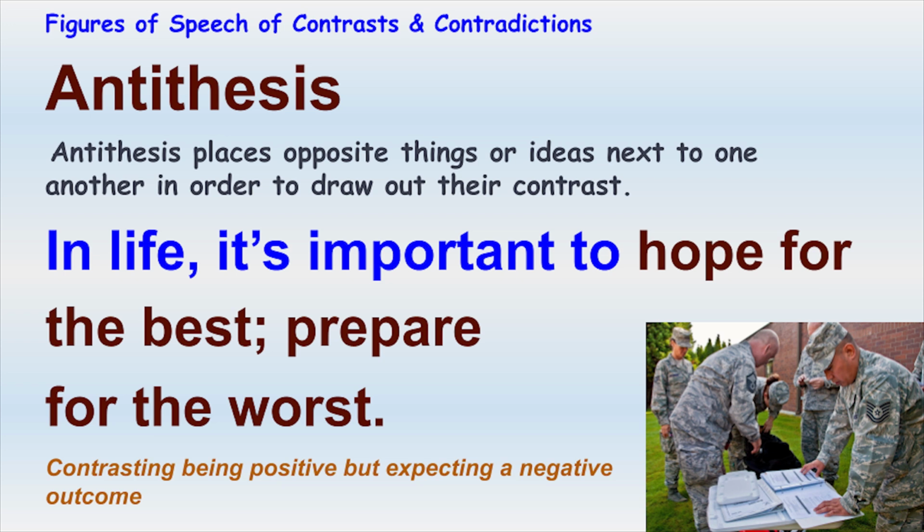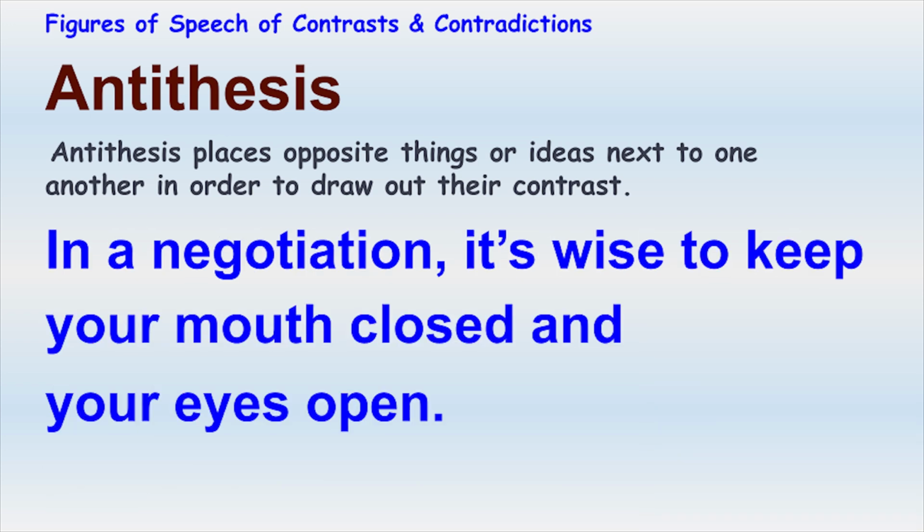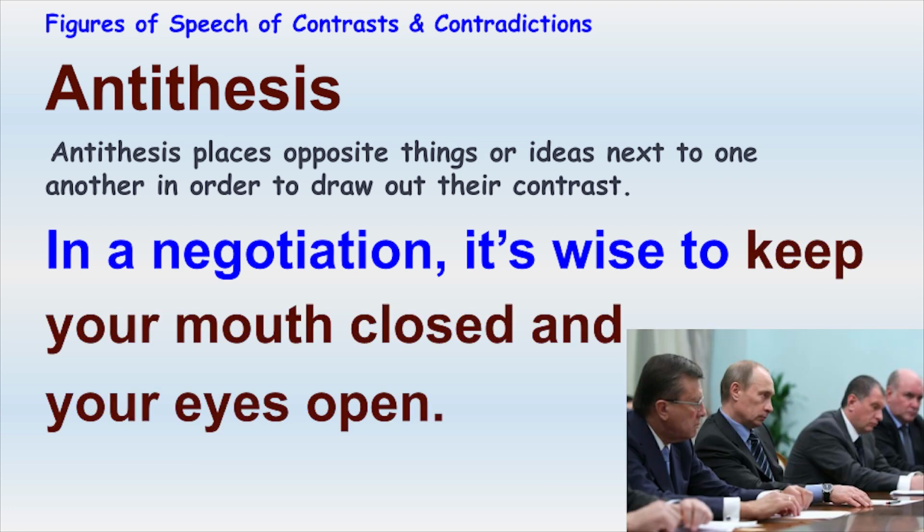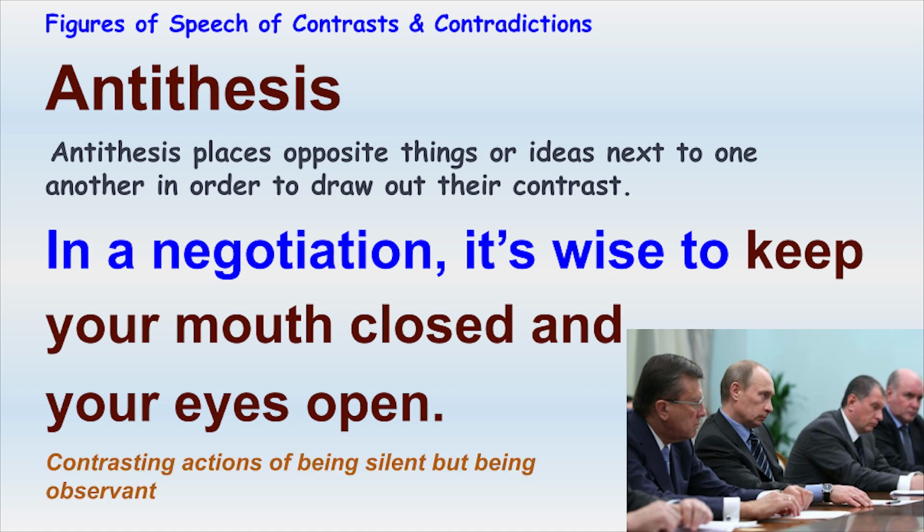Our next example is: in a negotiation, it's wise to keep your mouth closed and your eyes open. The figure of speech is keep your mouth closed and your eyes open. Again, this is placing opposite ideas next to one another. It's contrasting the actions of keeping one's mouth closed, which means to remain silent, and keeping one's eyes open, which means to be observant.